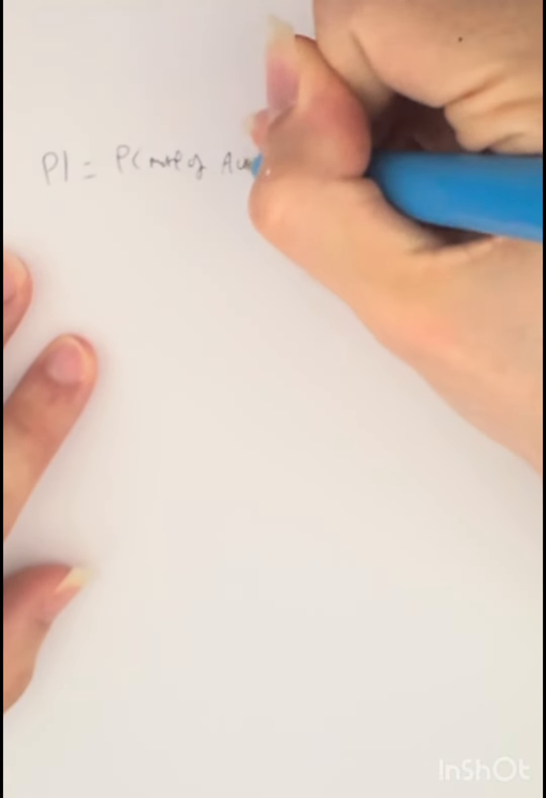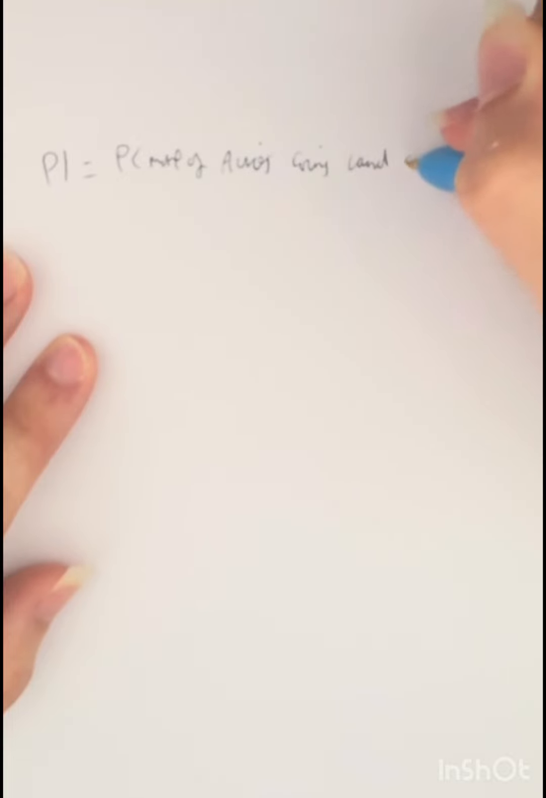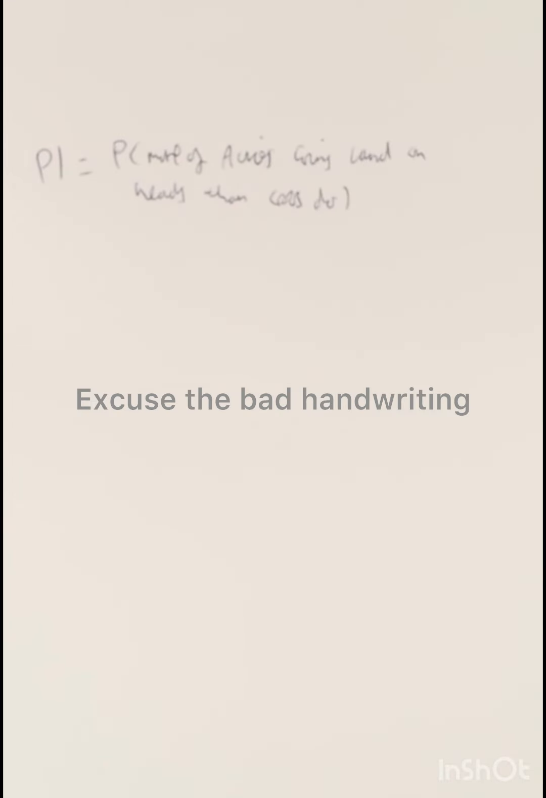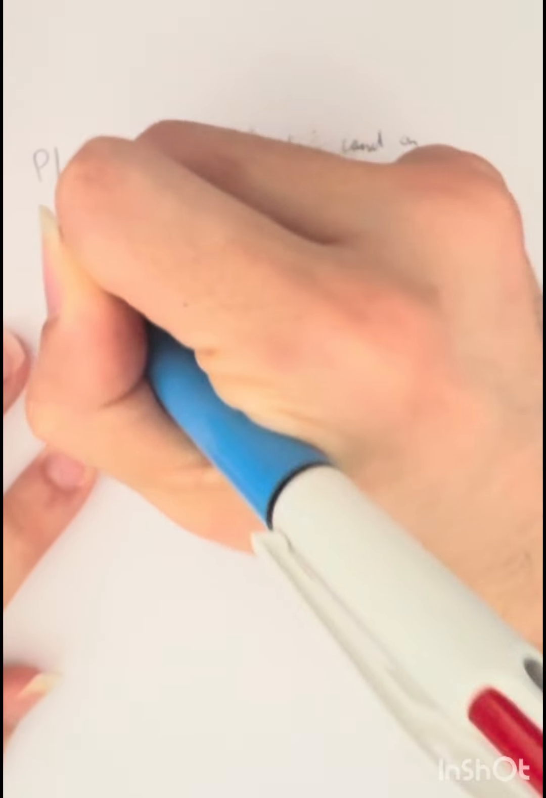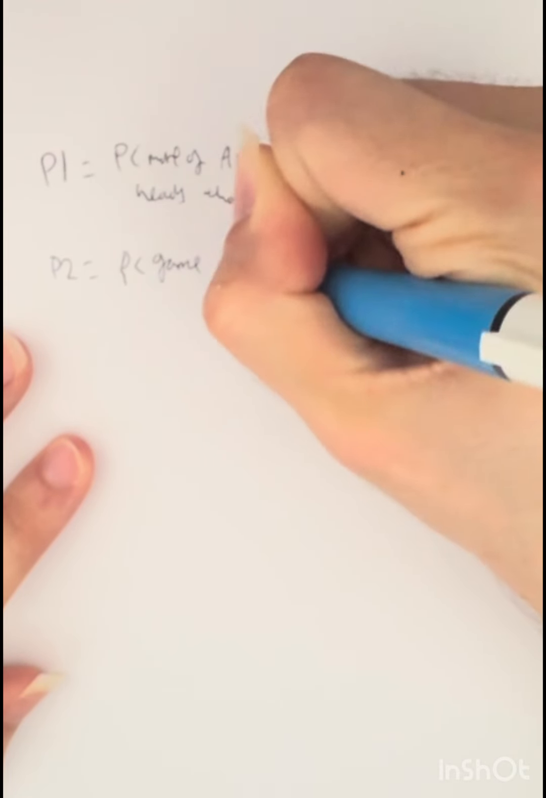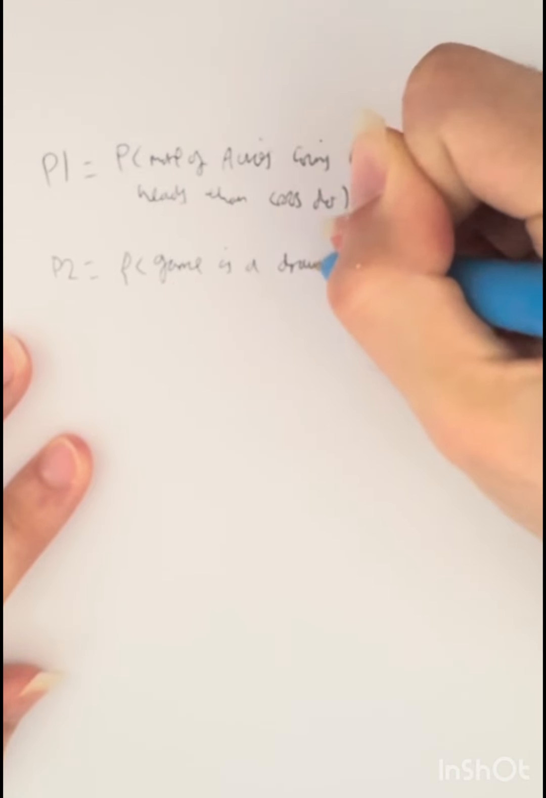if more of Alice's coins land on heads than Bob's do. So that's event P1. The game is a draw if the same number of coins land on heads for each of Alice and Bob, and we call the probability of this event P2. So P2 equals the probability the game is a draw.